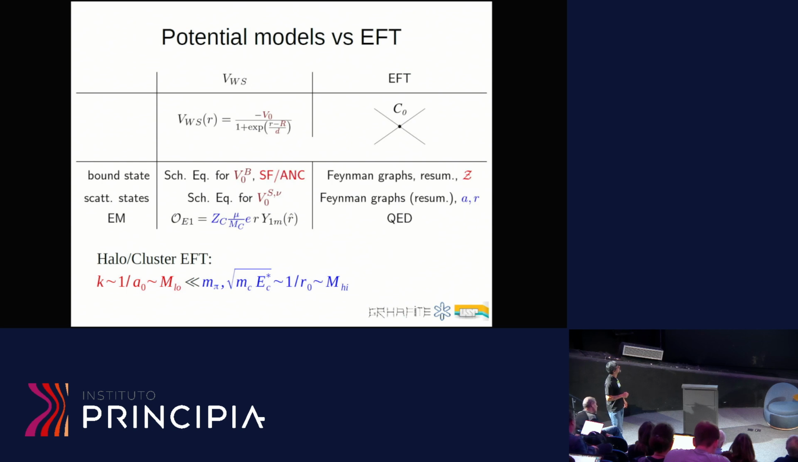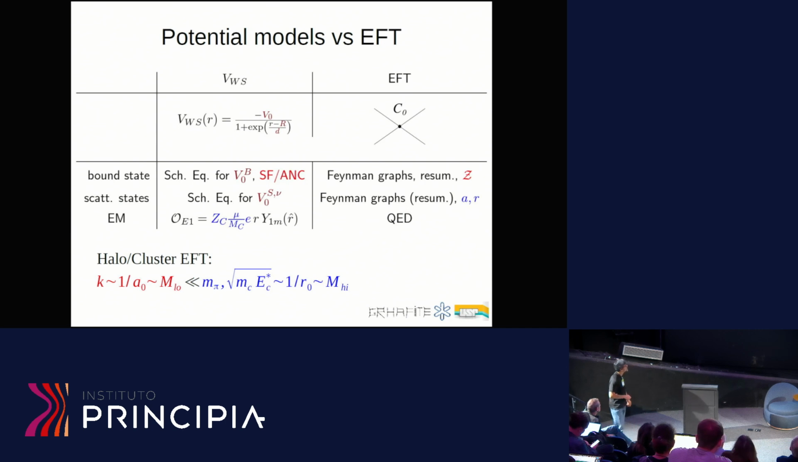Regarding scattering states, you also have to solve the Schrödinger equation, but now to take into account your continuum physics. And on the EFT side, we just do an analytic continuation. We do the same sort of calculation, but the kinematics is different. And then you match your EFT parameters with observables, which are the scattering length, effective range, and so on and so forth.